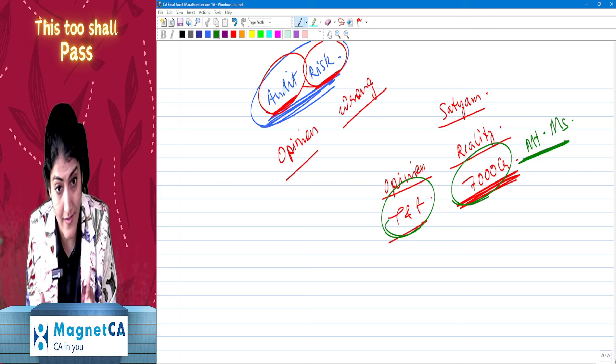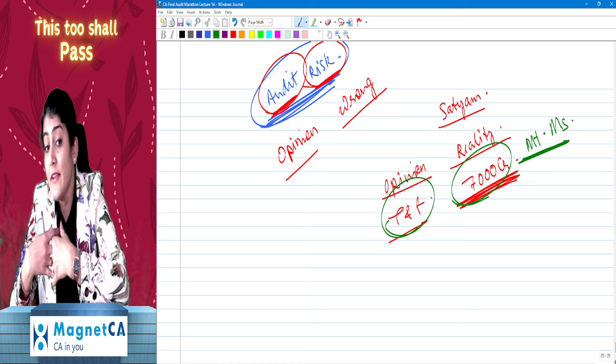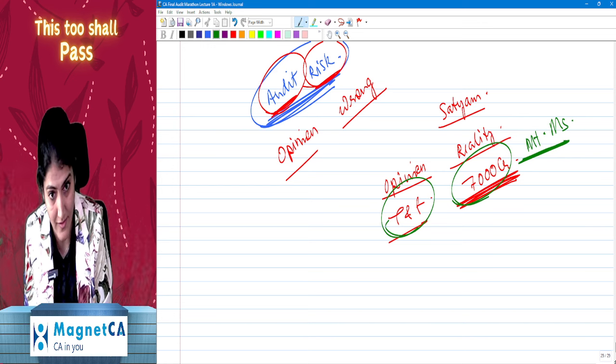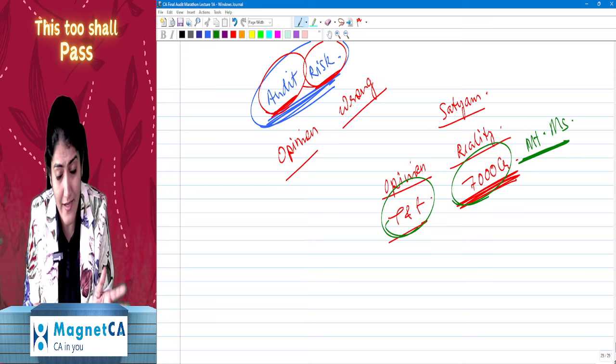Yes. So the possibility that the opinion the auditor expresses could go wrong is audit risk. You express an opinion and your opinion may go wrong. That is risk. That is audit risk.